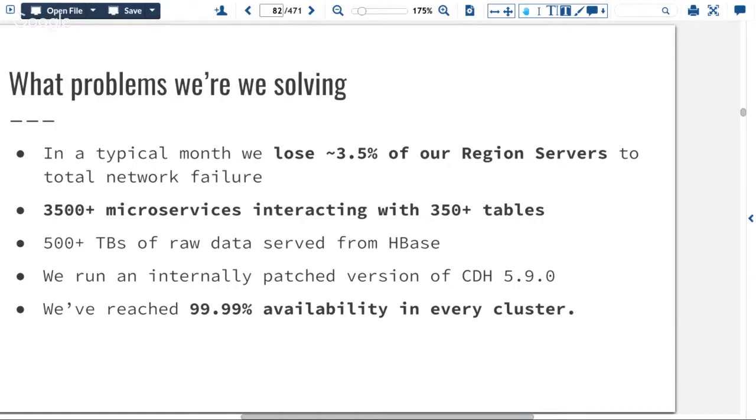What problems are we solving? In a typical month, we lose 3.5% of our region servers. And when you have about 160 servers in some of your larger clusters, that adds up. We have 3,500 individual microservices that talk to 350 tables. We have 500 plus terabytes of raw data in HBase, and we run an internally patched version of CDH 5.9. And we have 4 nines of availability in every one of our HBase clusters.